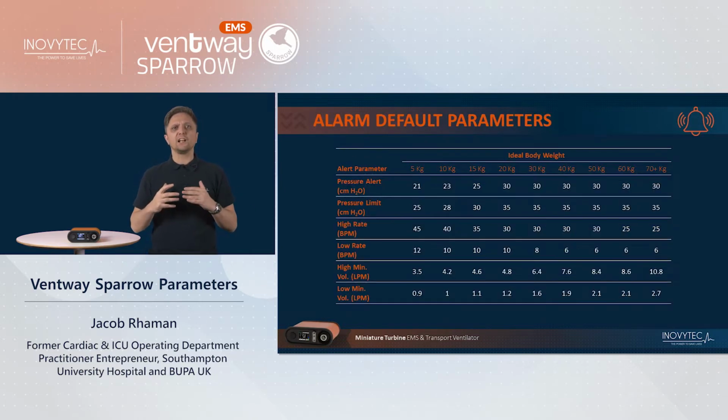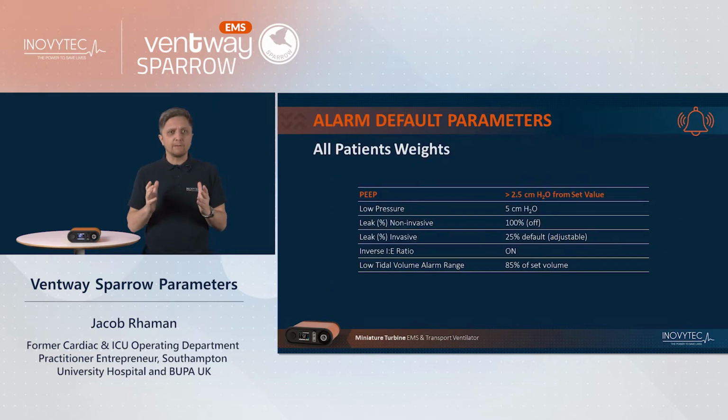With regards to the alarm default parameters, these are shown in the table and are very specific to the patient with regards to pressure, high and low rate of breaths per minute, high minute volume as well as low minute volume. The PEEP levels are defined for all patient weights. The PEEP level will alarm if the PEEP value is more than 2.5 centimetres of H2O from the clinical value as shown on the table provided.